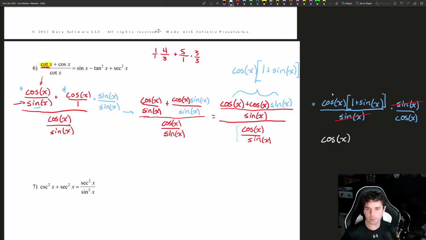Can I explain how I simplified the numerator? Yeah. There's a cosine in this term, and there's a cosine in this second term. All we did was factor that cosine out. So that cosine comes here, and when we factor that, it becomes 1 plus sine x. Think of it as x plus xy: we can factor out the x, and that becomes 1 plus y. That's basically what we're doing.